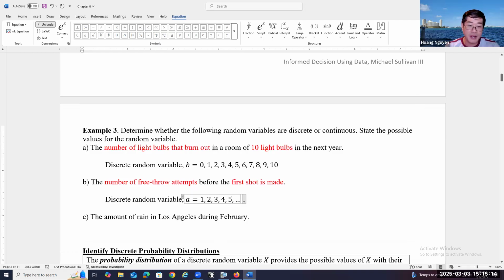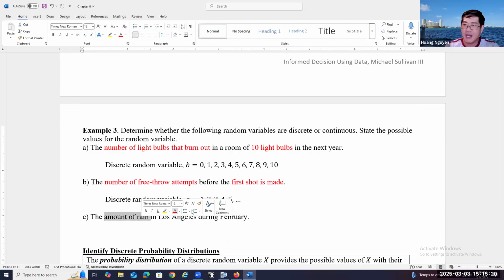Now the amount of rain in LA during February. So what about the amount of rain? Is that going to be finite or infinite? The amount of rain is going to come from measurements, right? So this is going to be continuous.